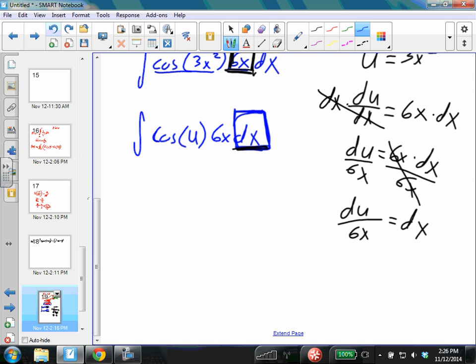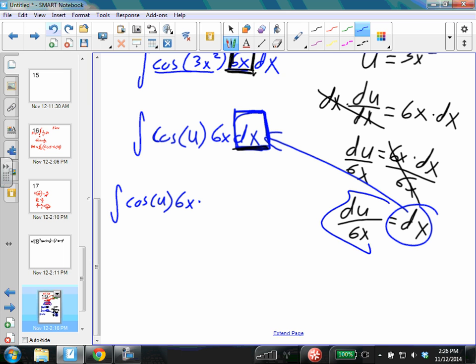So I'm going to use that and plug it in. Now what I'm looking at is the integral of cosine of u times 6x times, and for dx, I'm plugging this stuff right here in, du over 6x. Now if you notice, what's going to happen with my 6x's now? Yeah, they're going to cancel out.